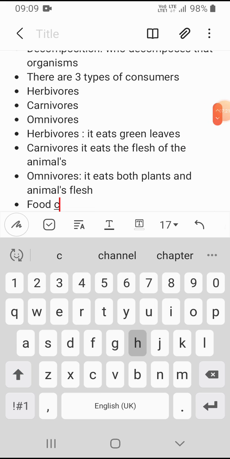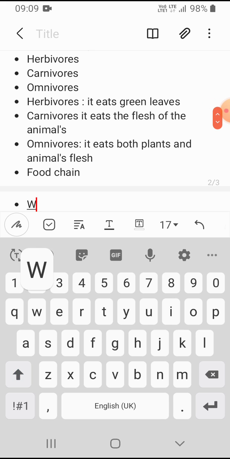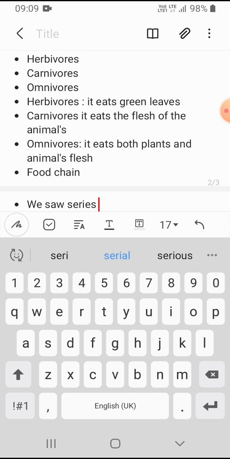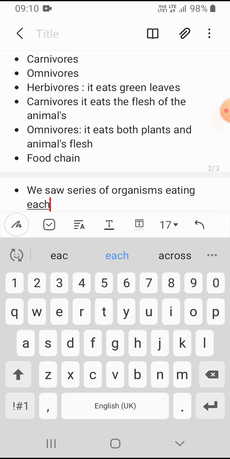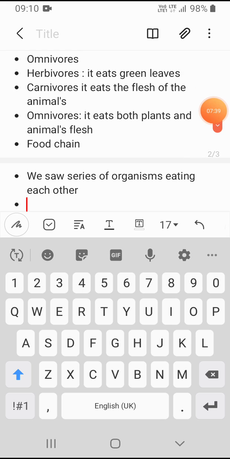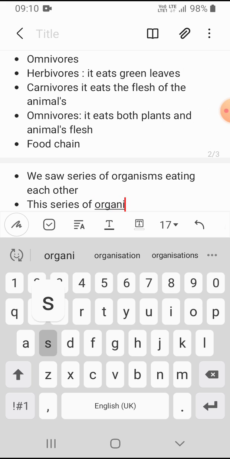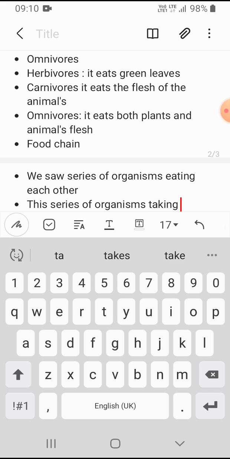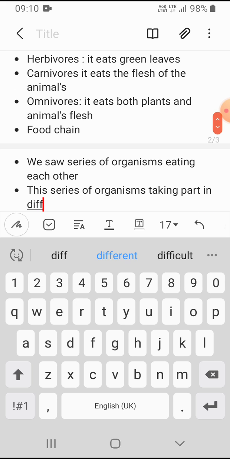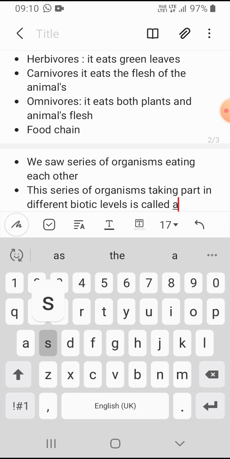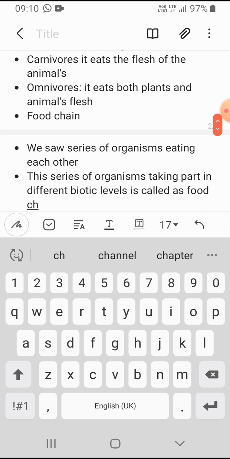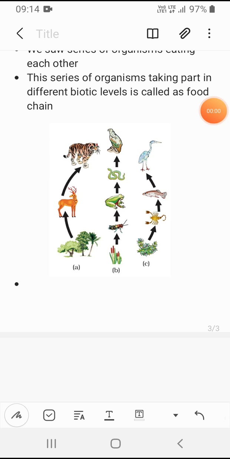So the next topic is food chain. We saw a series of organisms eating each other. This series of organisms taking part in different biotic levels is called a food chain. You can see the food chain in this photo.